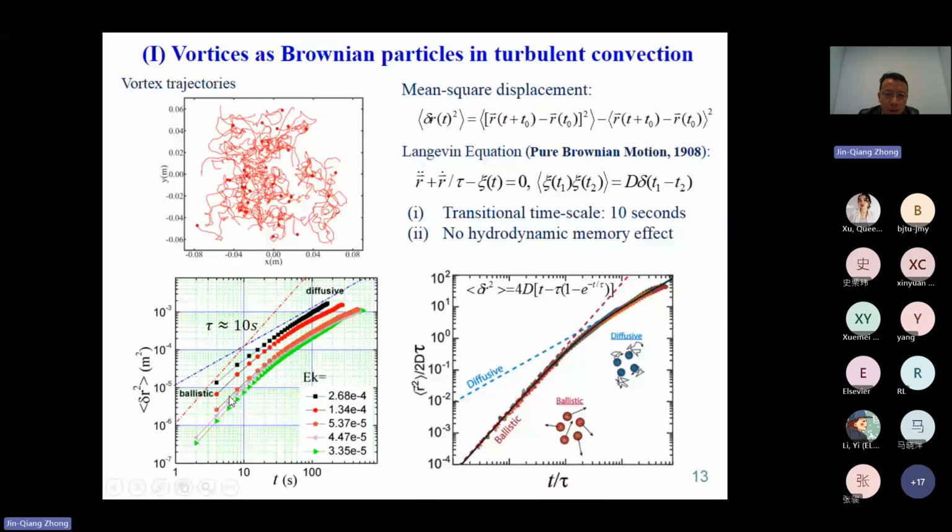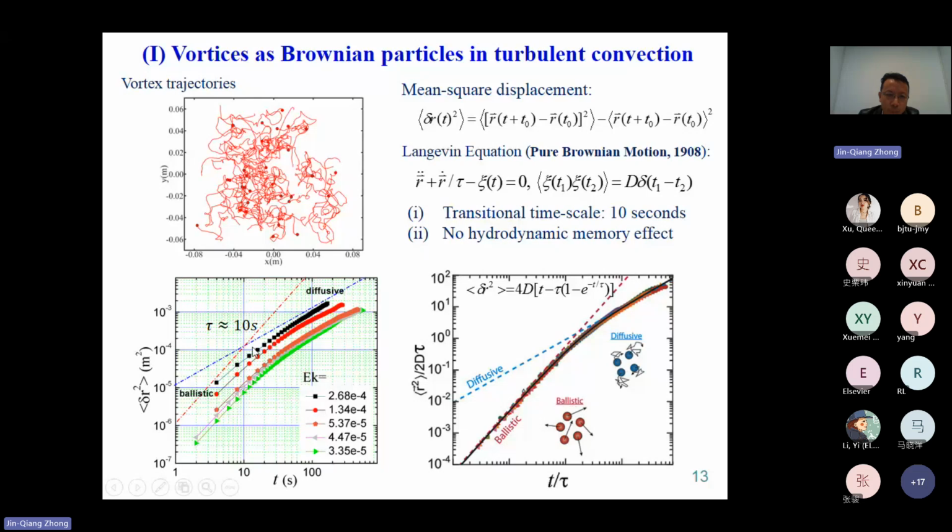We have two important experimental findings here. The first one is that the transitional time between the ballistic regime and the diffusive regime, tau, is about 10 seconds. It's a very uncommon transitional time. We know in statistical mechanics that the transitional time for the Brownian motion of microscopic particles is only a few microseconds or even shorter. So it has been very challenging to study ballistic motion in statistical mechanics.